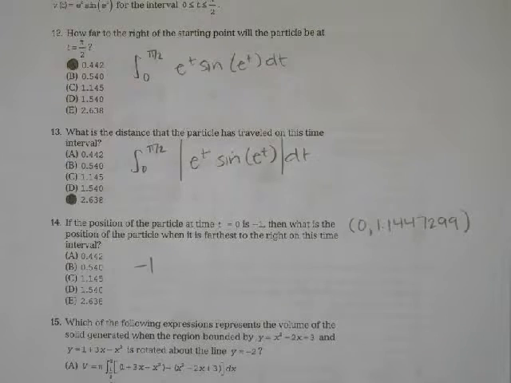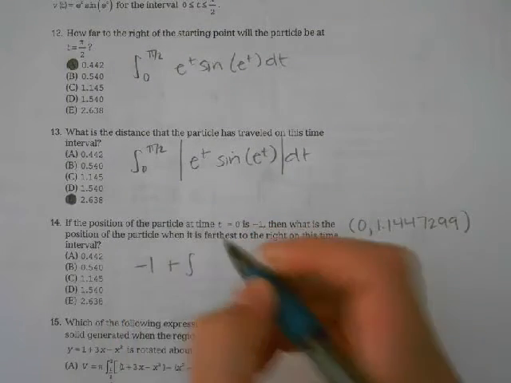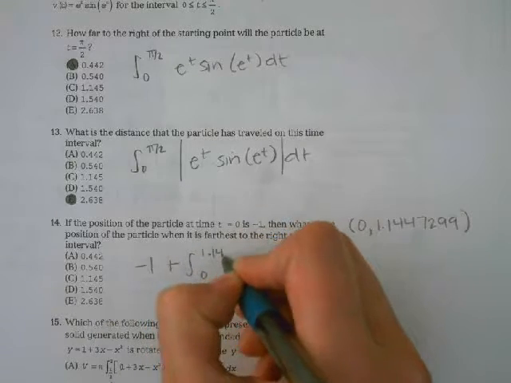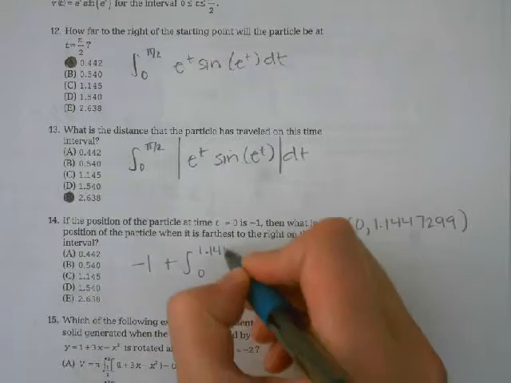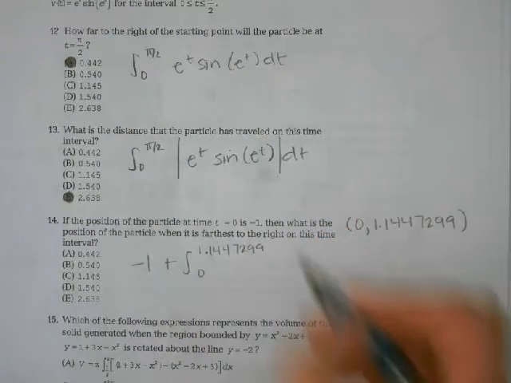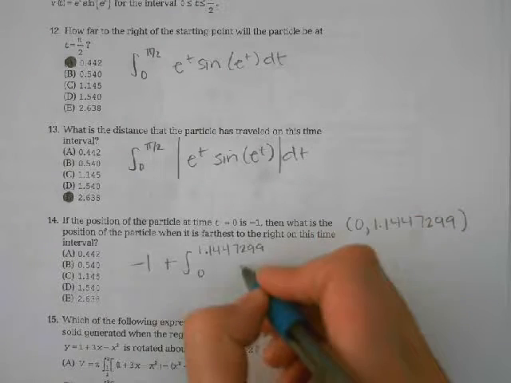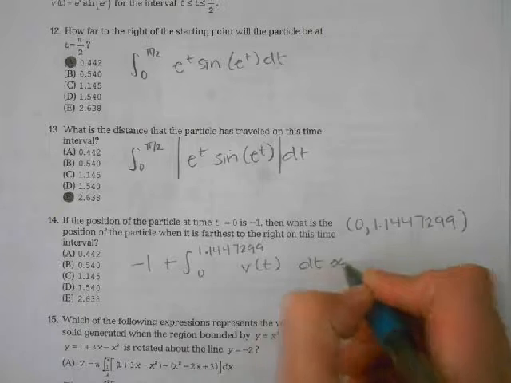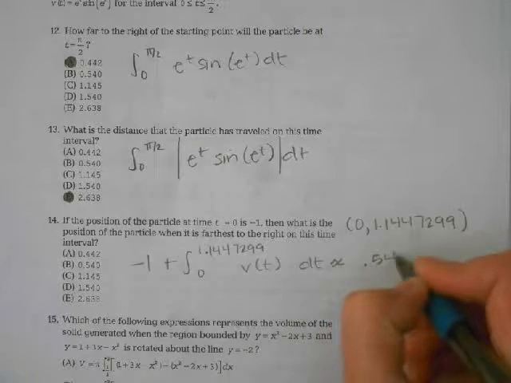So once I had that, I went ahead and said, all right, -1 plus my integral, because that's the position, of the function, so of v of t. And then I plugged that into my calculator, and I got 0.540.